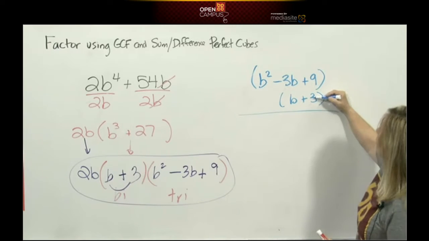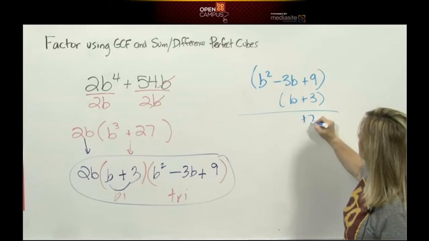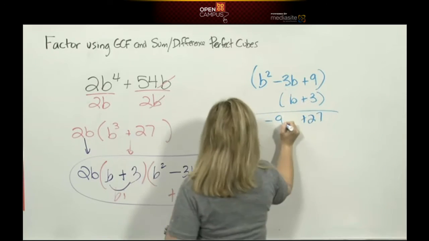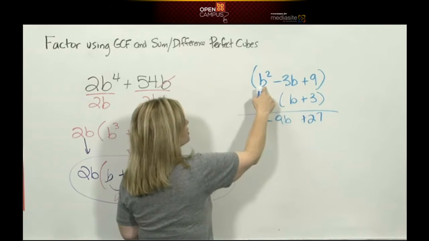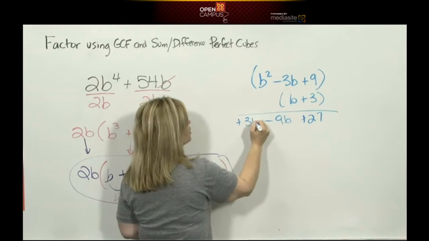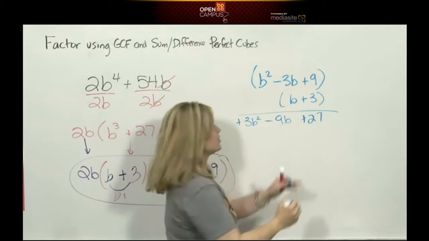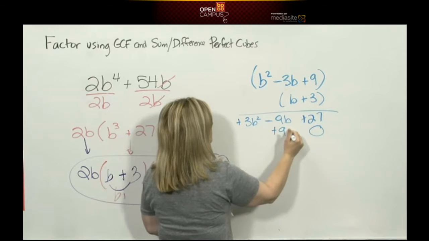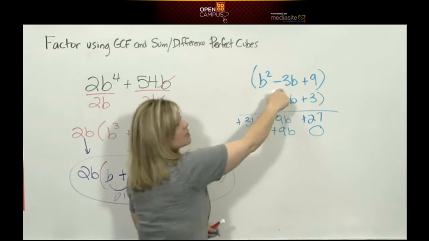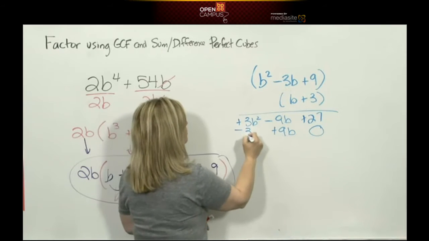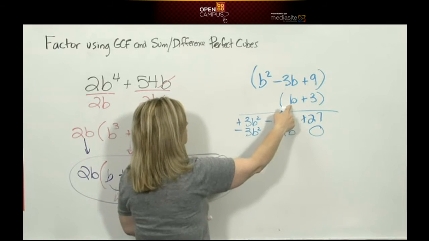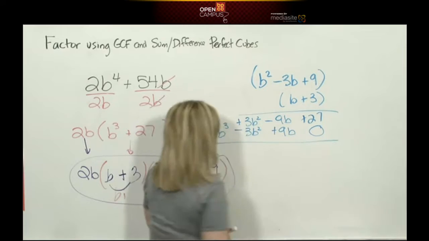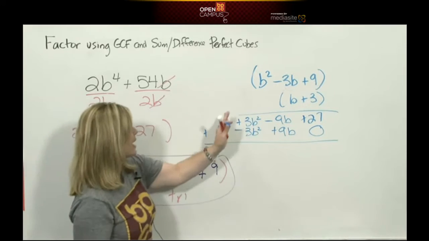Remember? 3 times 9 is positive 27. 3 times negative 3b is negative 9b. 3 times b squared is positive 3b squared. We're done with the ones place. Put my placeholder. b times positive 9, positive 9b. b times negative 3b, negative 3b squared. b times b squared, b cubed. Just like 3rd grade, I'd add up my columns, my like terms.